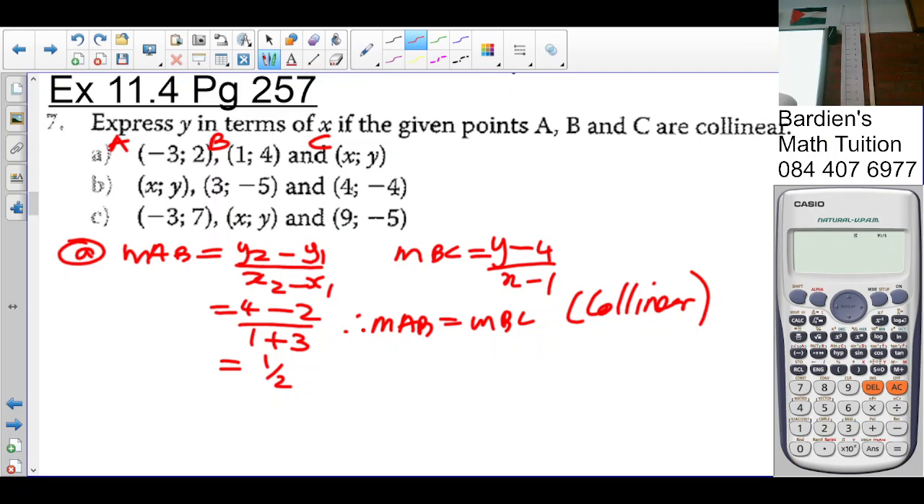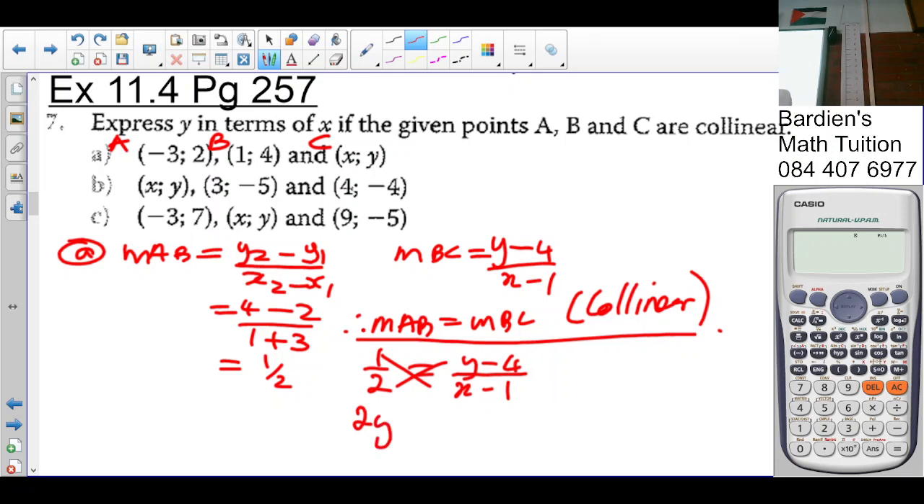Or I could have gone with AC. I went with BC. Doesn't matter. Okay? So we say the gradients are equal. So a half is equal to y minus 4 over x minus 1. Cross multiply. 2 times y is 2y. 2 times negative 4, negative 8.